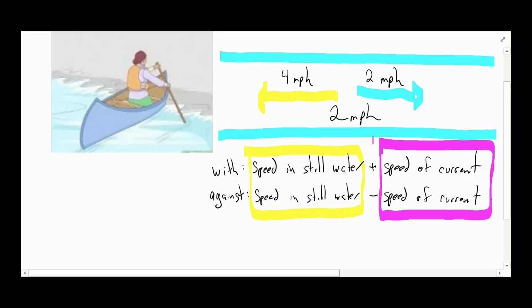Now, in a class beyond this, if you take a trigonometry class, you can start to explore what happens if the current's hitting you at an angle, or if the wind is hitting you at an angle. It's going to knock you off course a little bit, but it also might speed you up or slow you down depending on which direction it's coming in. But for this class, this is what you need to know: when you're going with the wind or the current, you're going to take your speed in still water or still air and add the speed of the current or the wind. And when you're against, you're going to subtract the speed of the current or the wind.